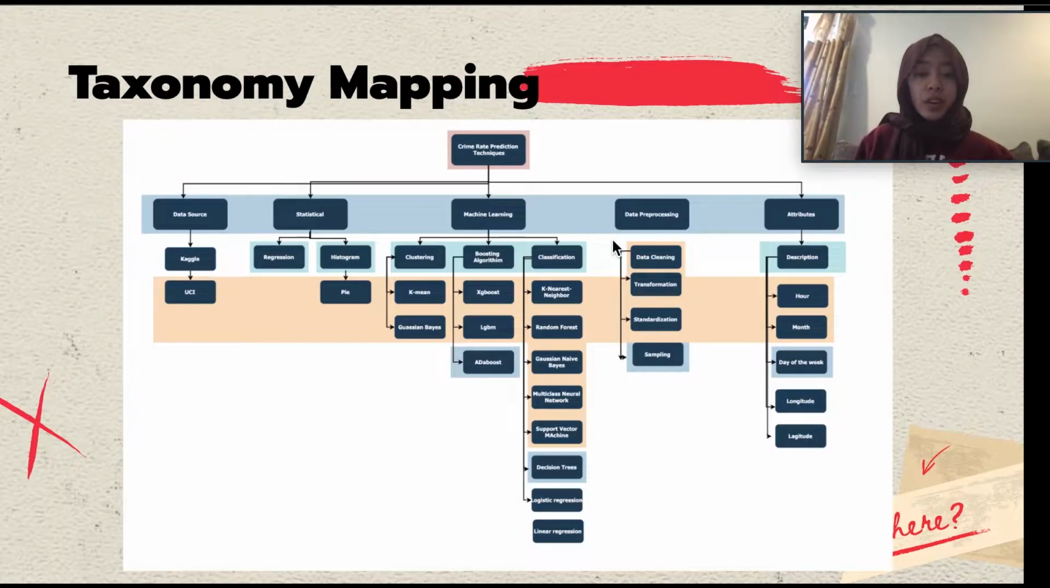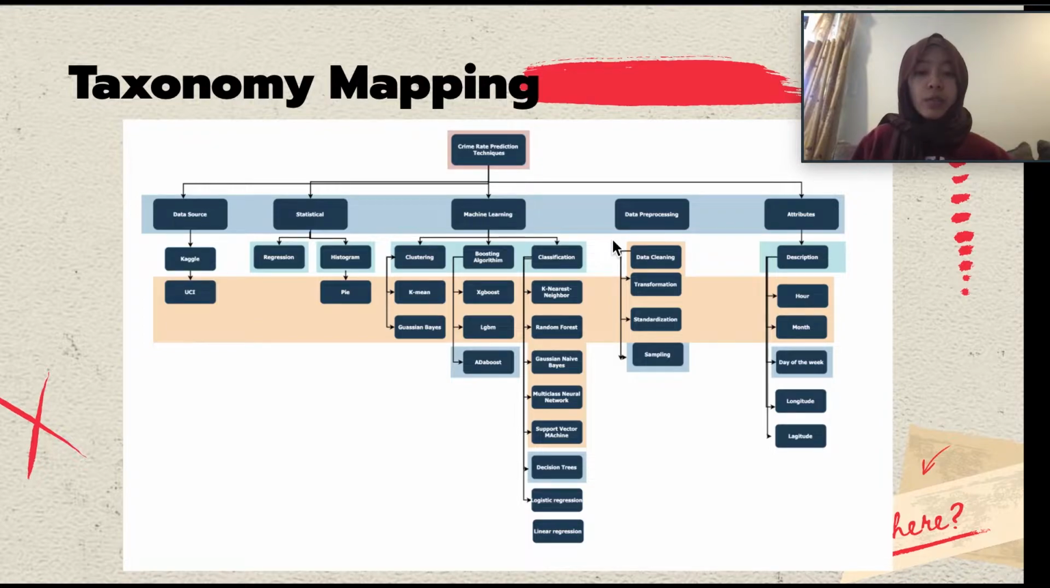On to the taxonomy mapping. Our group has reviewed all the research papers regarding crime prediction and data mining and has come up with a taxonomy mapping covering some of the important components and similarities we have discovered. From the research papers and the similar components we have found, we have classified them into 5 categories, which include data source, statistical, machine learning, data pre-processing, and attributes.